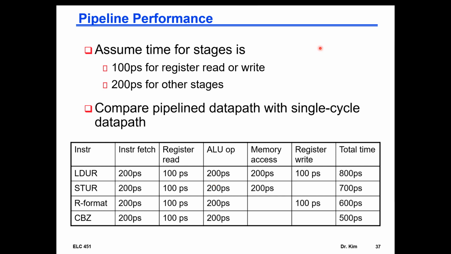So here we have the different delays of the steps and how much actual delay an instruction takes. So we can see that, as we said, the load takes the most time, utilizes all the resources. So say we take 200 picoseconds to read the instruction memory. We take 100 picoseconds to read the register file. The ALU takes 200 picoseconds, memory access takes 200, and register write takes 100. So this gives us different delays, but the worst case is this one.